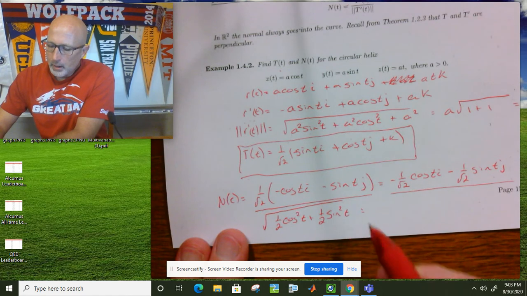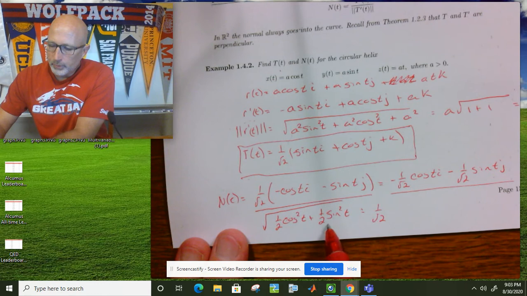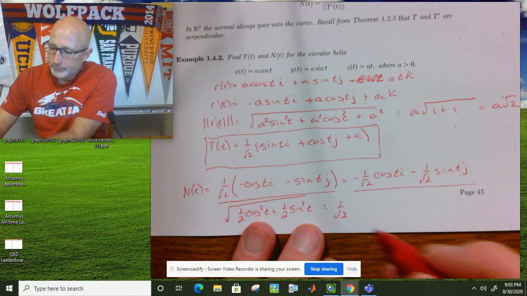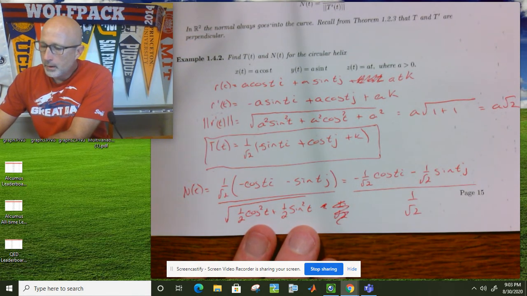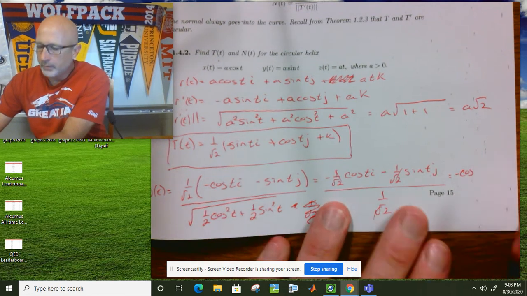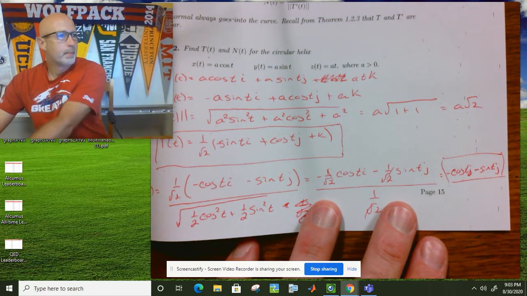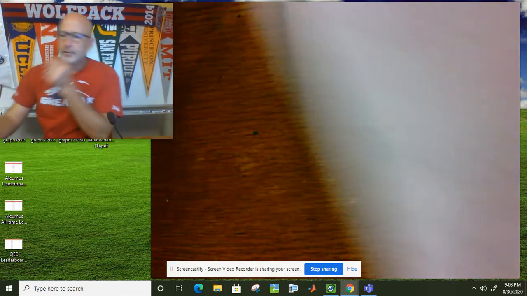You can factor the 1/2. So I have 1 over root 2 times cosine squared plus sine squared, so I just get 1 over root 2. And then you notice cancel, cancel, cancel. So my answer is just negative cosine of t i minus sine of t j. Okay, and there we are. Okay, next page.